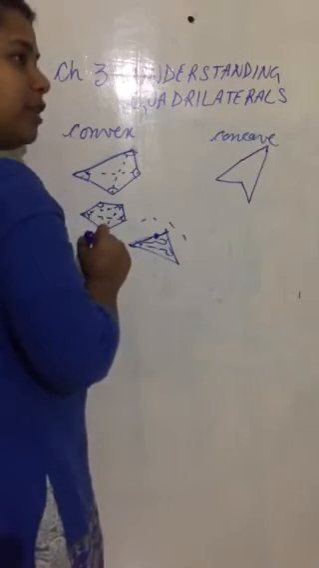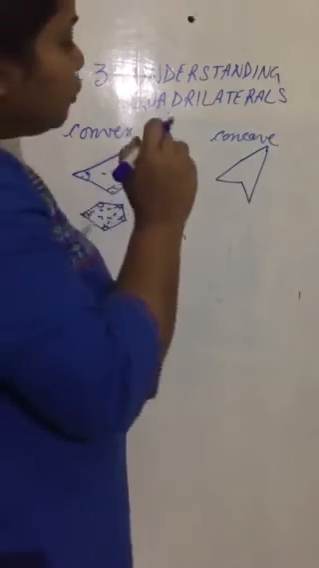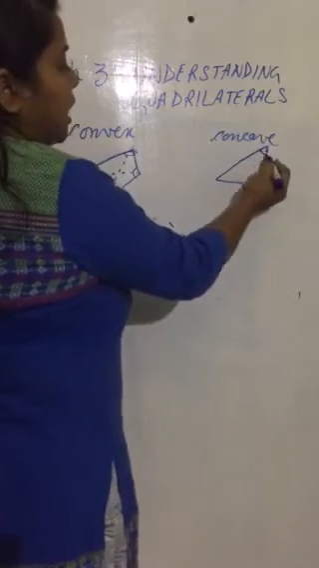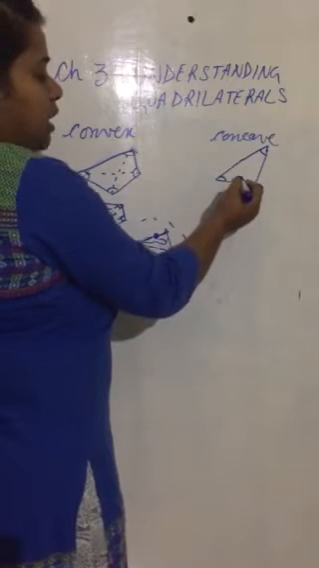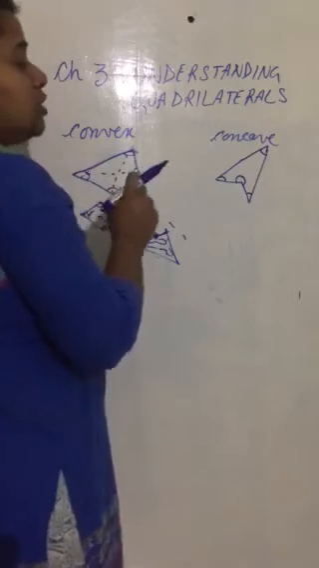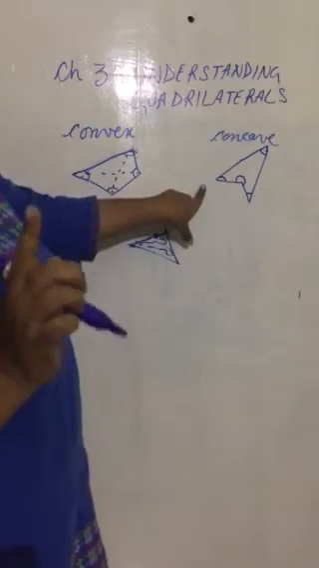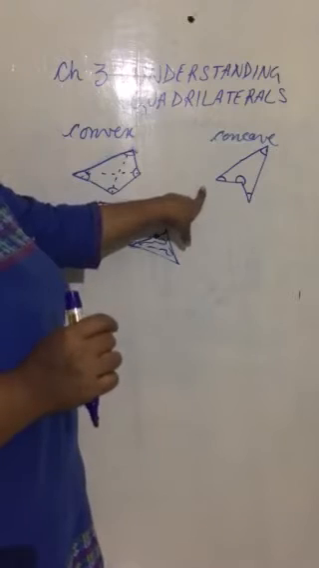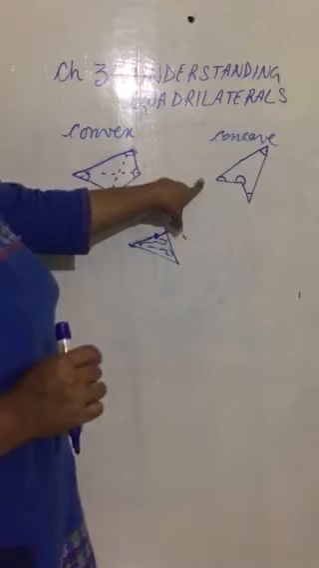This is a what? It's a quadrilateral because it is made up of 4 line segments. But you observe the interior angles. We are talking about the interior angles. This is less than 180. This is less than 180. This is less than 180. But what about this? This is more than 180 degree. So, a polygon whose at least one angle, if it is more than 180 degree, then that polygon is called a concave polygon.